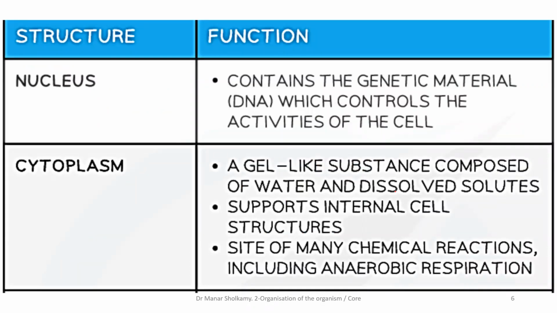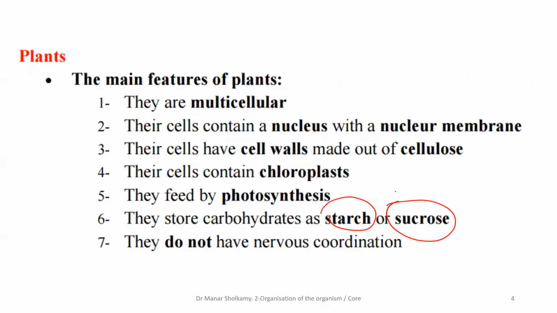Excuse me? What is the meaning of sucrose? Sucrose is a type of sugar. It's like glucose because we have lots of sugars. We have glucose, we have sucrose, we have starch. Plants make glucose in photosynthesis. Glucose is converted to sucrose for transport, and it is converted to starch for storage.